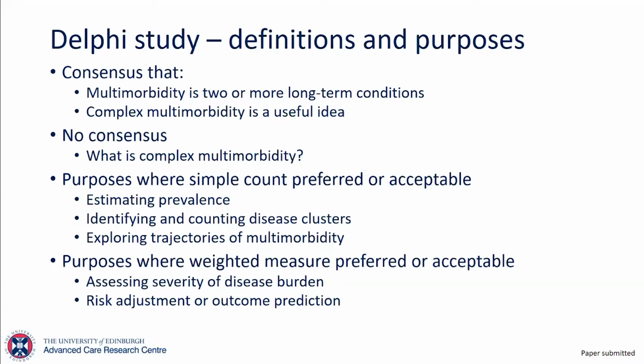Exploring trajectories of multimorbidity, and weighted measures are better for severity, risk adjustment, or outcome prediction, which I think is kind of what we'd expect. But it's not the case that one type of measure is clearly superior for all types of purposes.